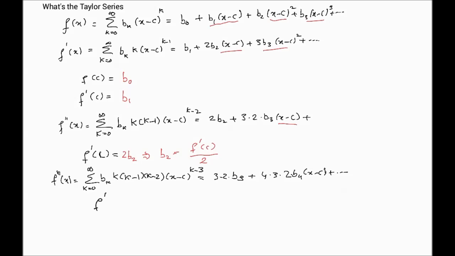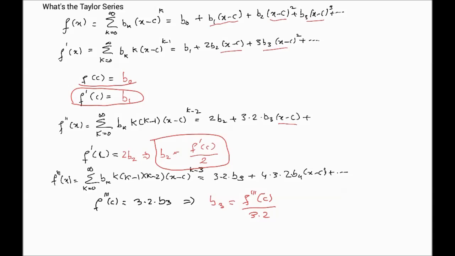Now calculate f triple dash, the third derivative at c. We would end up with 3 times 2 times b3, and all the other terms would just disappear. So this would imply that b3 is equal to the third derivative at c divided by 3 times 2. So let's look at these and try to see if we can figure out a pattern here.